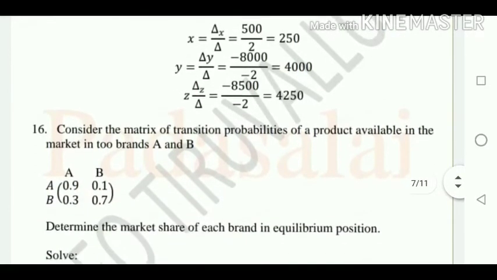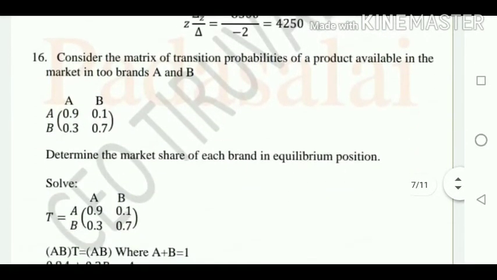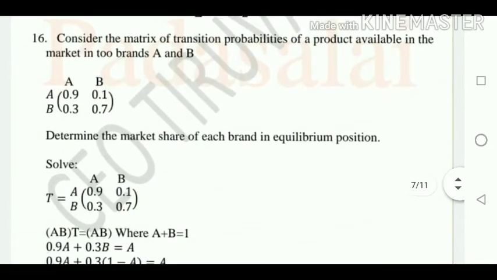The next is the transition probability problem. Okay. Consider the transition probability matrix of a product available in the market in two brands A and B. Here the two brands are given. So how is the transition probability matrix for this product? That is the question asked here. The matrix is 0.9, 0.1, 0.3, 0.7. Okay. Determine the market share of each brand in the equilibrium position.